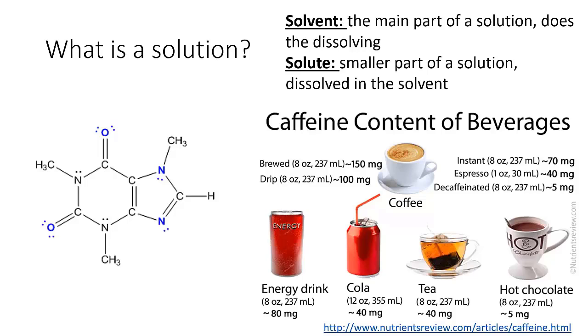The first one is a solvent, where the solvent is the main part of a solution. It's the one that does the dissolving. So if you think about how you brew a cup of coffee, you place the coffee beans on the coffee filter, then you turn on the coffee pot. Well, with a coffee pot, you're dissolving parts of the coffee beans, if you will, into your beverage below. And so it's the water that's doing the dissolving. So in that case, your solvent is water.